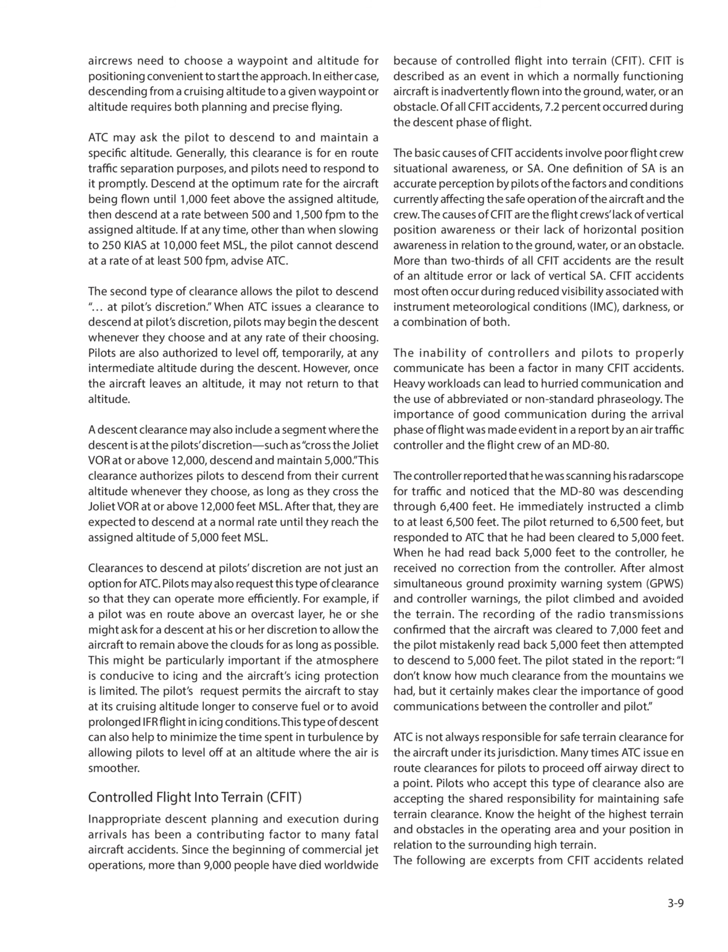The pilot returned to 6,500 feet, but responded to ATC that he had been cleared to 5,000 feet. When he had read back 5,000 feet to the controller, he received no correction from the controller. After almost simultaneous ground proximity warning system, GPWS, and controller warnings, the pilot climbed and avoided the terrain. The recording of the radio transmissions confirmed that the aircraft was cleared to 7,000 feet and the pilot mistakenly read back 5,000 feet, then attempted to descend to 5,000 feet. The pilot stated in the report, "I don't know how much clearance from the mountains we had, but it certainly makes clear the importance of good communications between the controller and pilot."